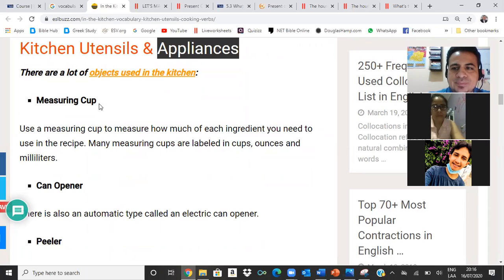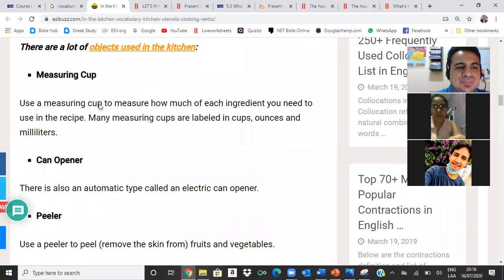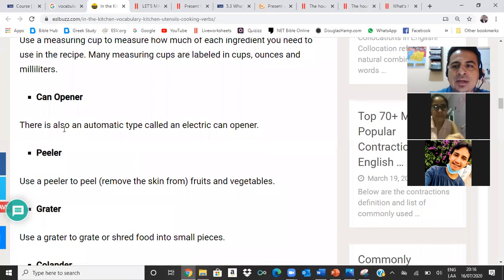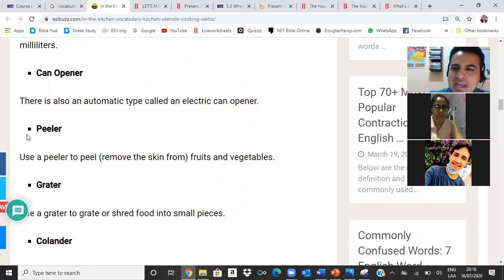Now, a different type of utensils that we have. Measuring cup. Repeat, measuring cup. Para medir, ¿verdad? Medir la leche, medir líquidos. Can opener. Right, to open las latas. Para pelar la verdura, las papas, what do we use? A peeler. Peeler.